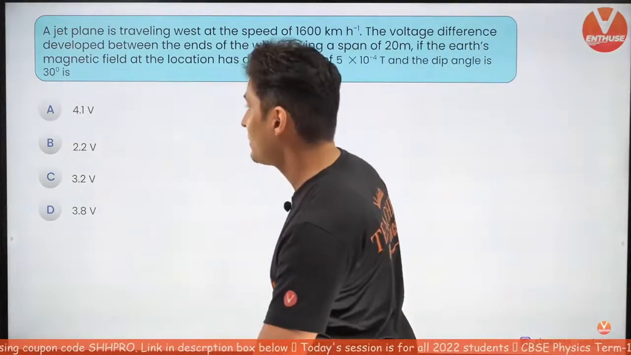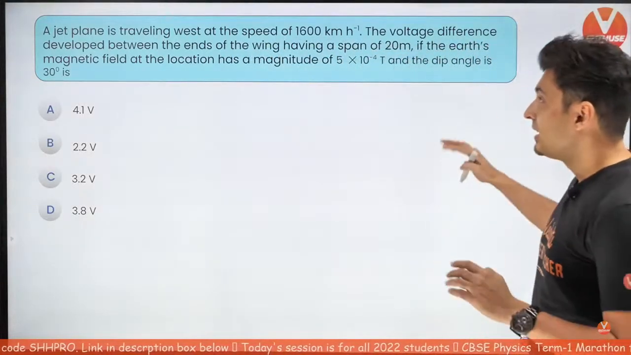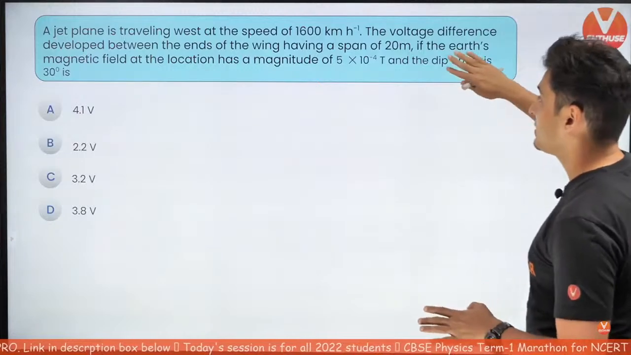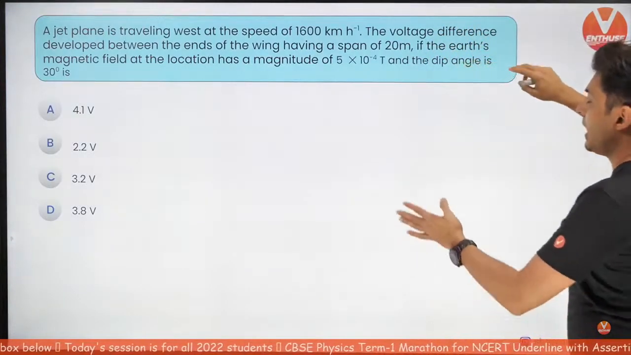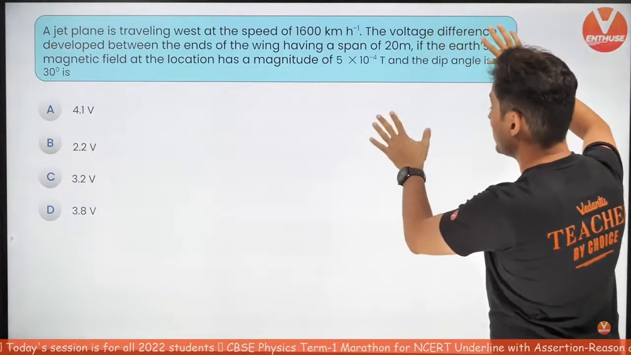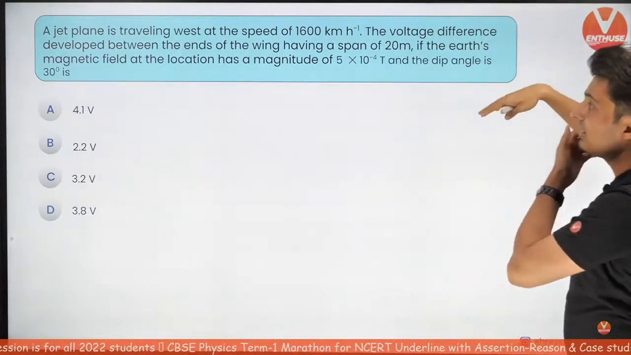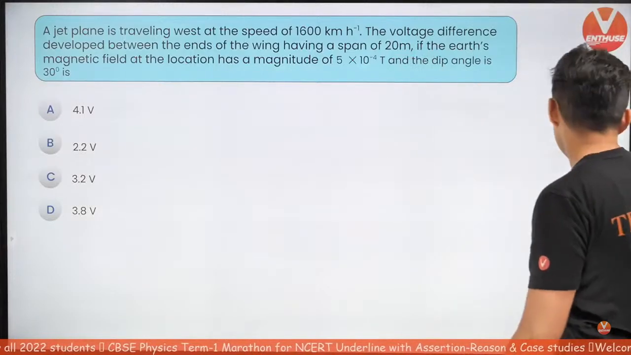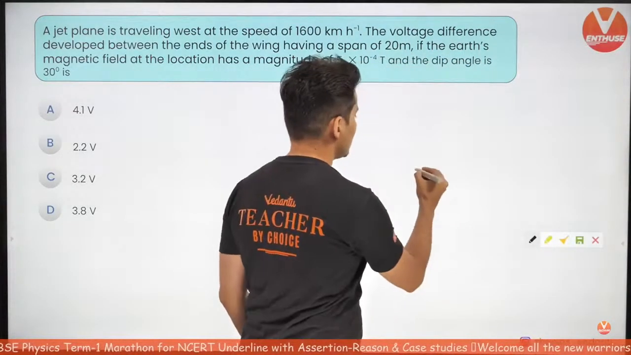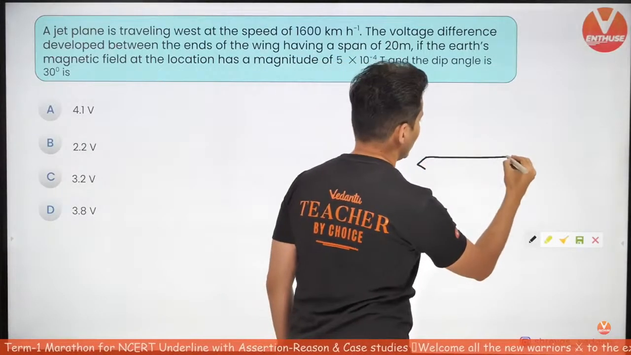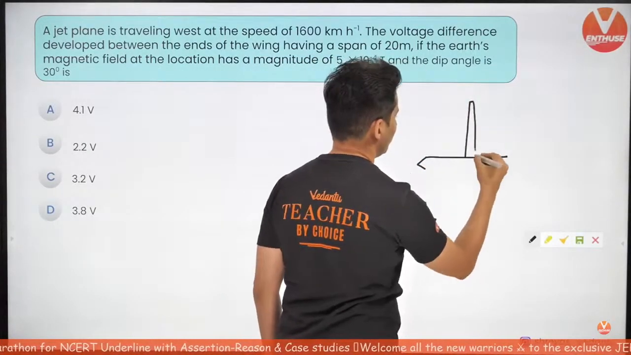Wow, this is an interesting one. Many students will make a mistake. A jet plane is traveling west at a speed of this much. The voltage difference between the two ends is this, with a wingspan of 20 meters. The Earth's field is given and the dip angle is given. How much is it? Okay, I'll tell you how to solve this. First of all, just imagine the plane. Imagine this is the plane.